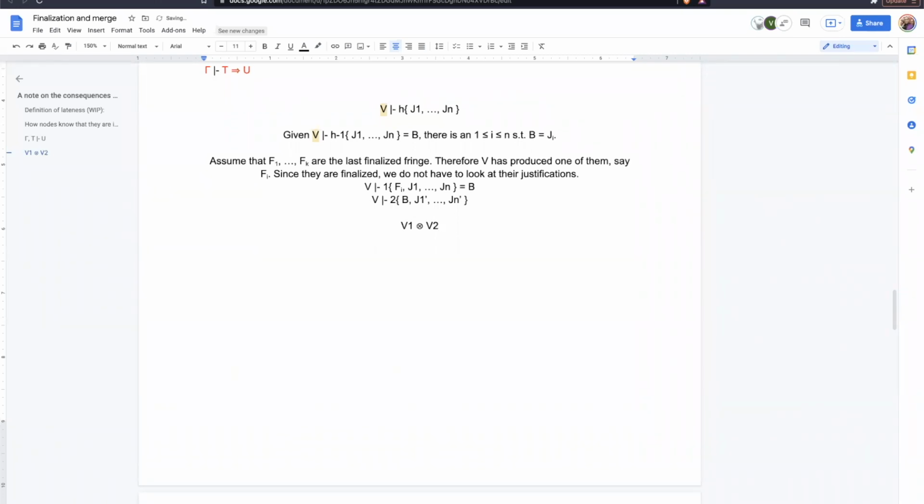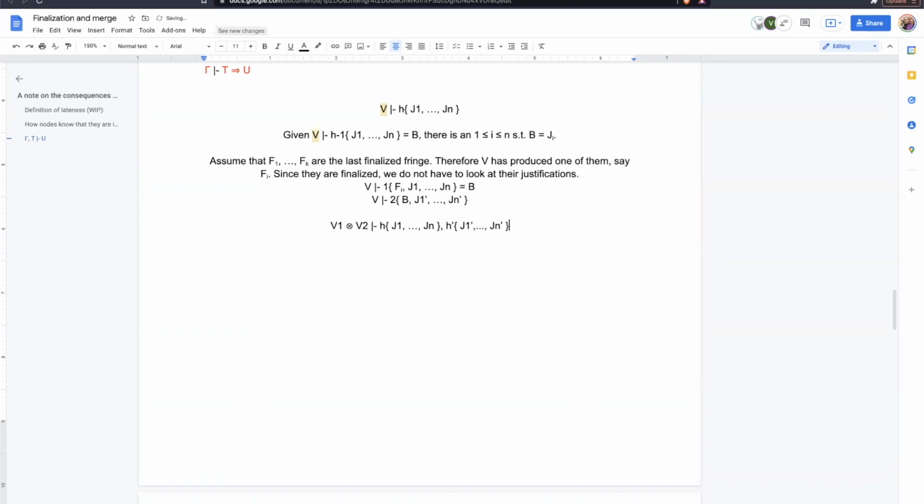V2 tensor V1, and this is not commutative. This is not the same as V2 tensor V1 unless you apply a certain operation. So V2 thinks that H, and now we can put in our justification, say J1 through Jn, and H prime, J1 prime through Jn prime.